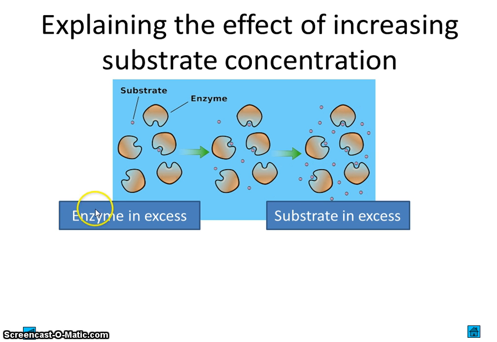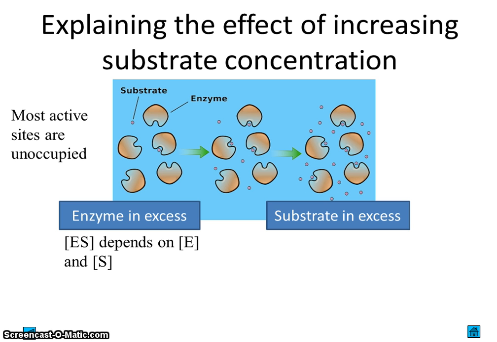Now, in the low substrate concentration situation, most of the active sites are unoccupied. So here's an enzyme substrate complex here, and you can imagine that the concentration of that is going to purely depend on how frequently substrates and enzyme collide. So unsurprisingly, the concentration of the enzyme substrate complex depends on both enzyme and substrate, and therefore the rate will depend on both enzyme and substrate, as you can see there.